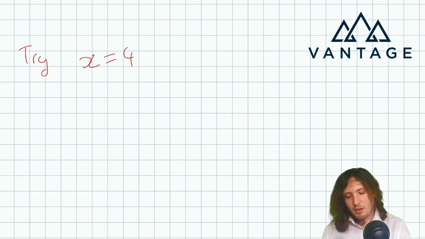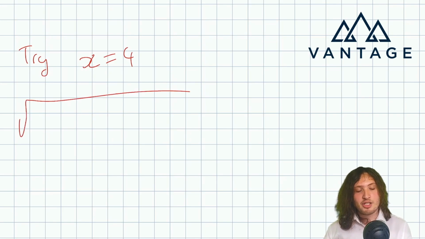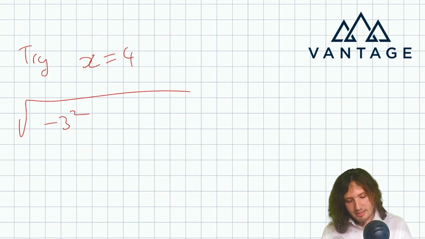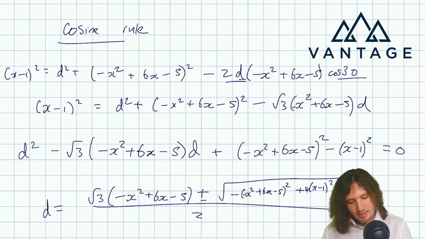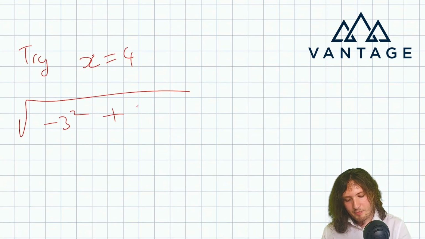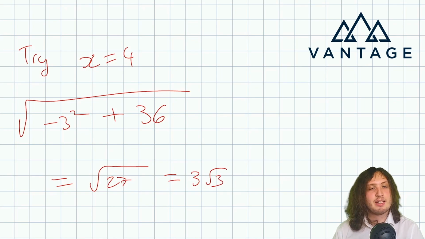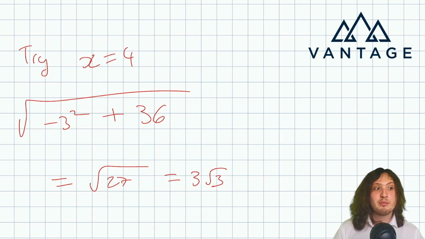So again, rather than focusing on the whole expression, because it might be enough, let's just look at the root. So when x is 4, that's minus 16, plus 24 makes 8, minus 5 makes 3. So I actually again get minus 3 squared. And then this thing becomes, well, that's going to be 3 squared, which is 9. 4 lots of it makes a plus 36. So that gives me, I guess, 27, which is 3 root 3 when I take the root. So that's fine. We've not gotten a negative thing inside the root anymore. So it looks like there are possible values of d.